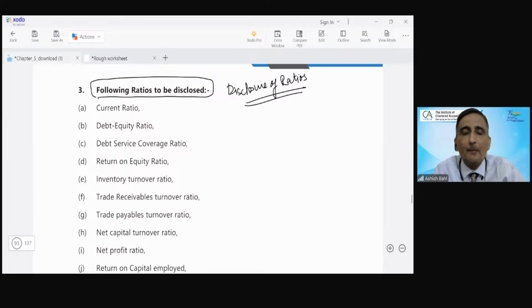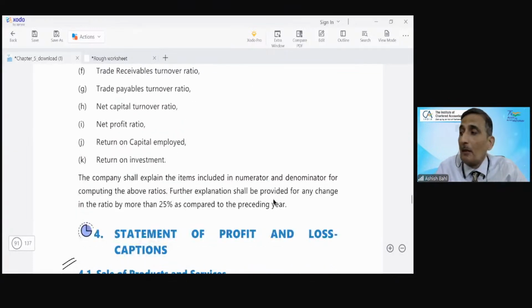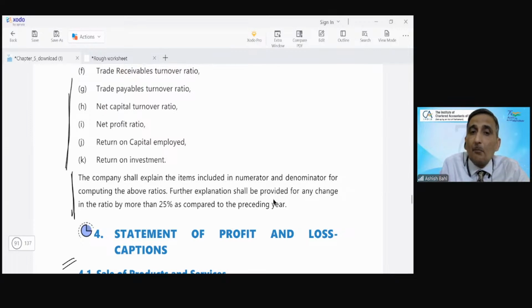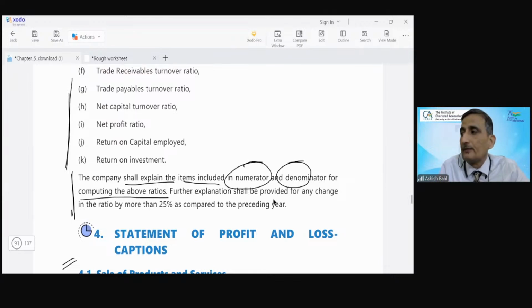An MCQ can come. Current ratio, debt equity ratio, this you are all studying in your FM. So current ratio is current assets upon current liabilities, inventory turnover ratio, return on equity ratio, trade receivable turnover ratio, trade payable turnover ratio. And an important point, students, which you have to remember is that the company, besides stating these ratios, shall explain the items included in the numerator and denominator for computing the above ratios.